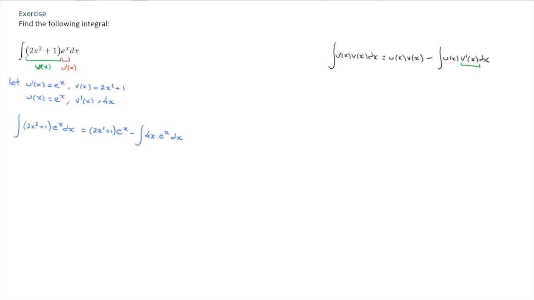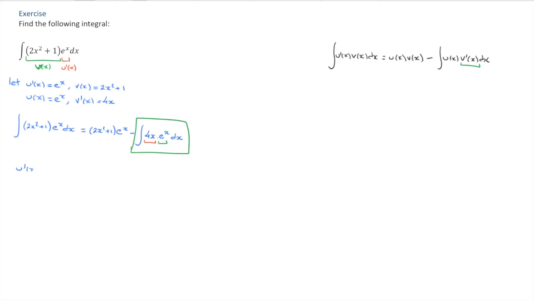Okay, now that we've done that, and focusing on our second integral here, we can see that once more we're dealing with a product of two functions. Indeed, we have 4x, which is multiplying e of x. So again, we'll use integration by parts. And in this case, we're going to call v of x 4x, and therefore u dash of x will be e of x. So let's go ahead.